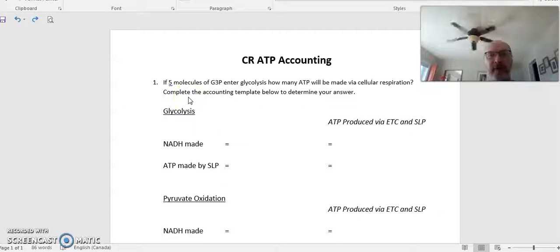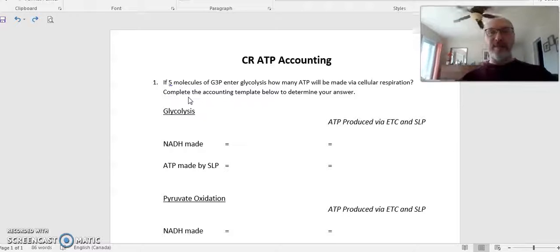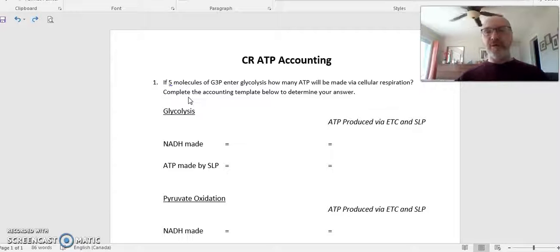Okay, we're going to go through this handout here called Cellular Respiration ATP Accounting. You're going to have an assignment that's very similar to this, so we'll just structure this video so that you kind of have that in your mind before you move to do that assignment.